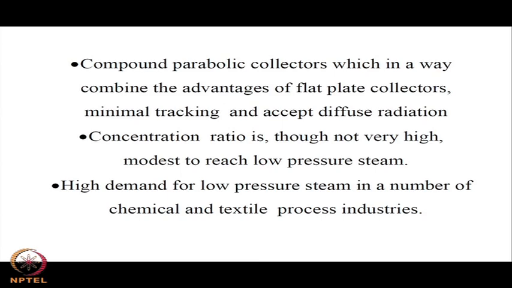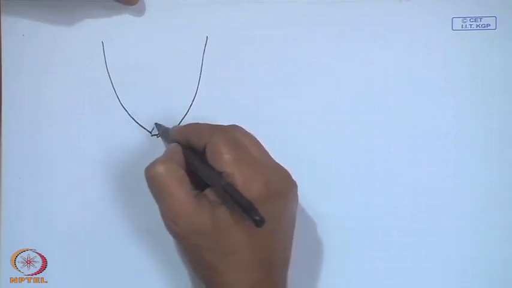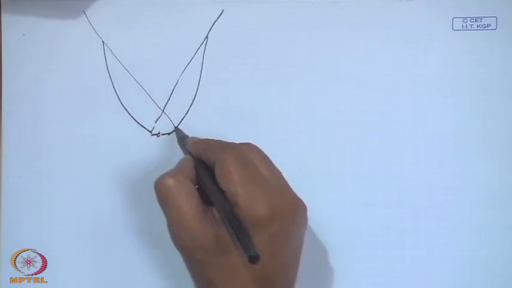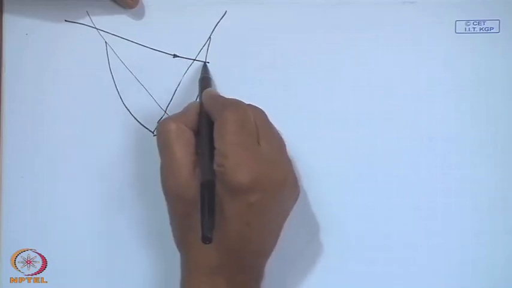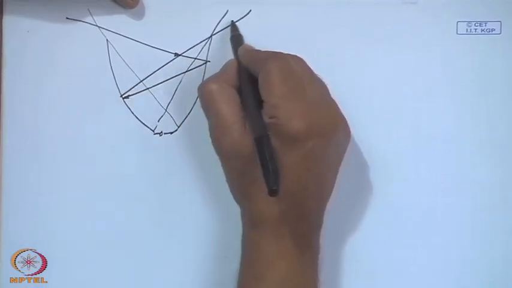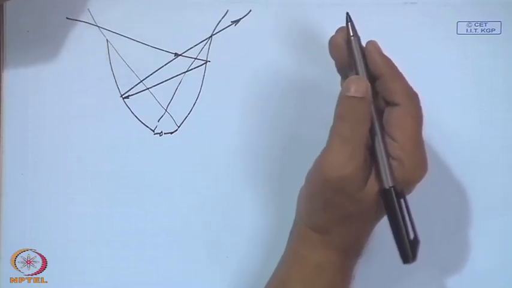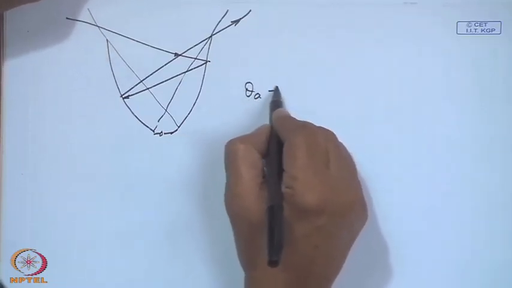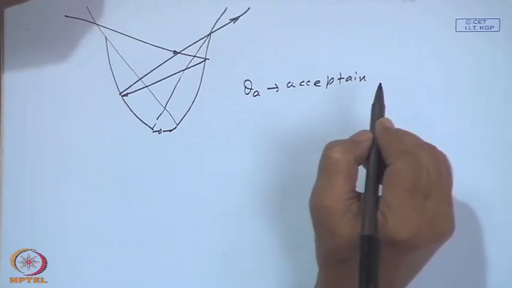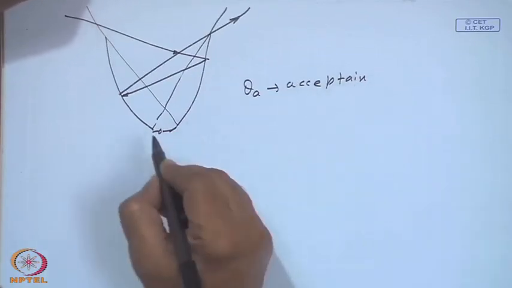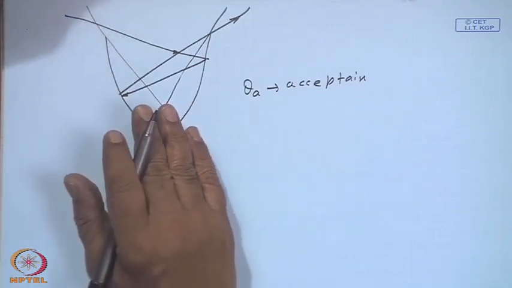Then the significance of the acceptance angle: any ray coming beyond this will have multiple reflections and get out of the compound parabolic collector. Consequently, that theta a is called the acceptance angle. So, solar radiation within theta a only will be reflected, re-reflected and goes to the concentrating point 1 or concentrating point 2, and then transfers the energy to the fluid.